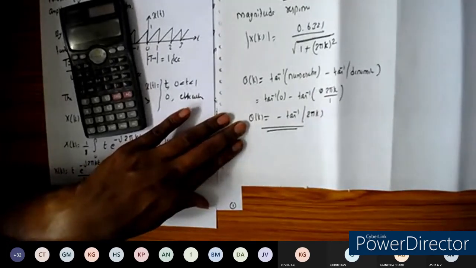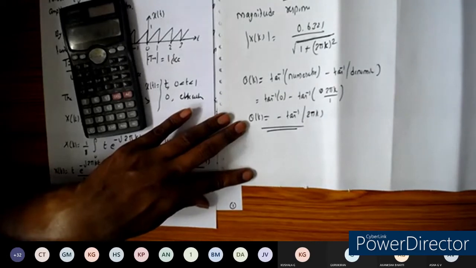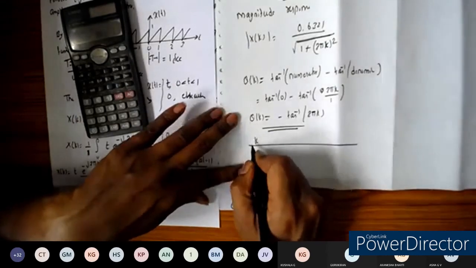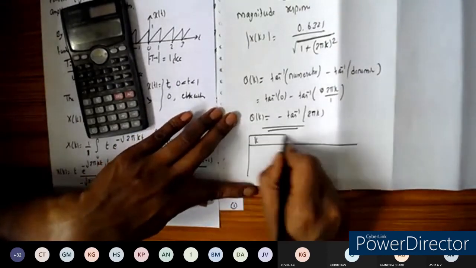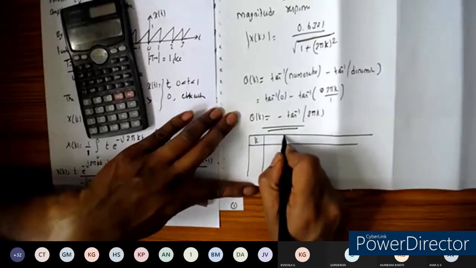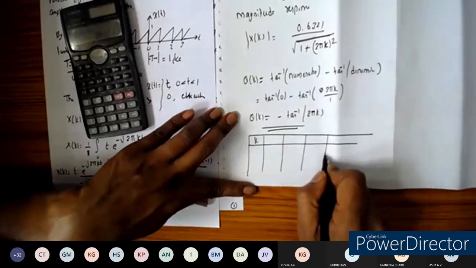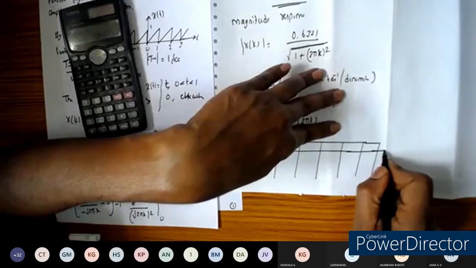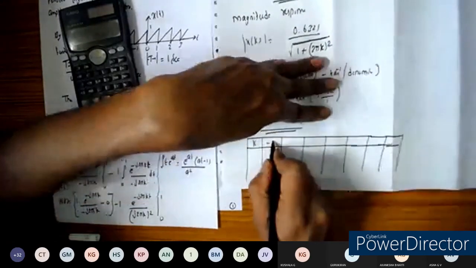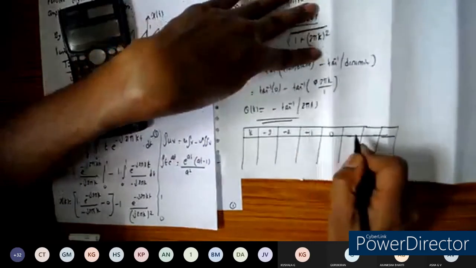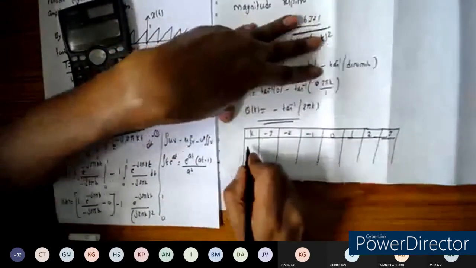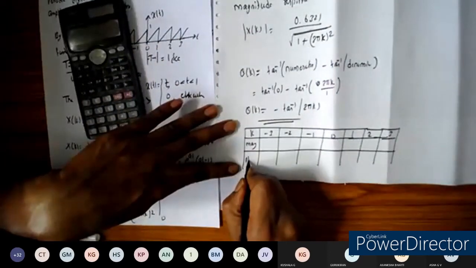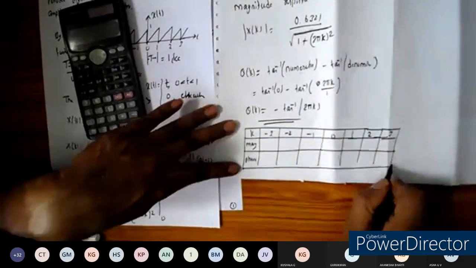Okay, so this is a phase response, and this is a magnitude response you're going to get. Let us find out the magnitude and the phase response here. Let us make a table of k. Let us take some samples of k: -3, -2, -1, 0, 1, 2, and 3. And this is the magnitude. Next, let us take the phase.